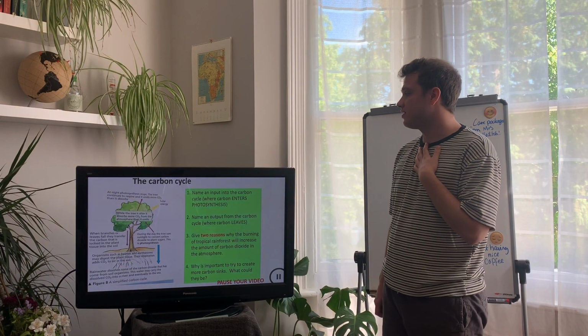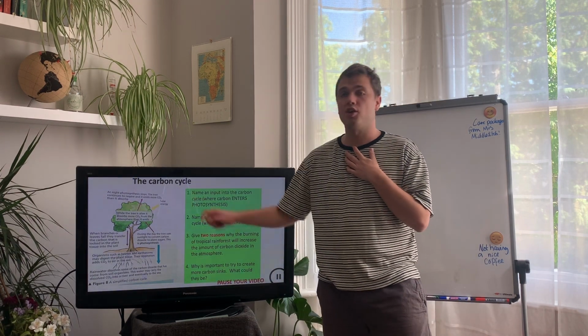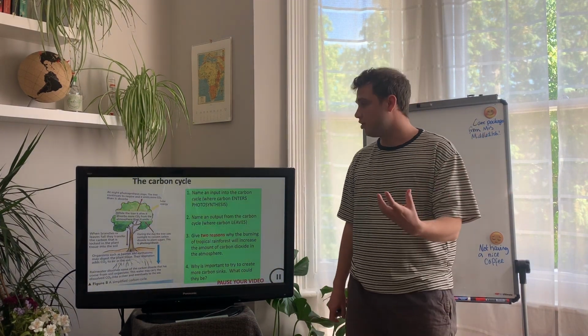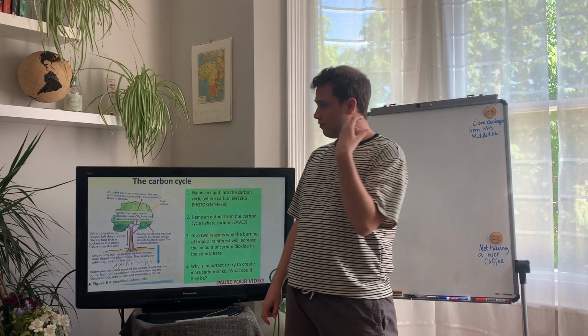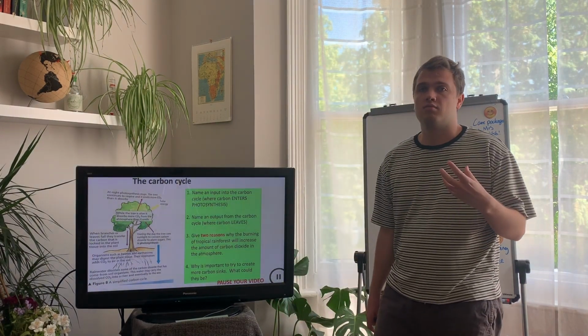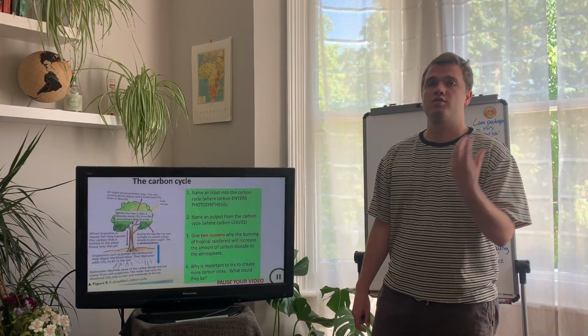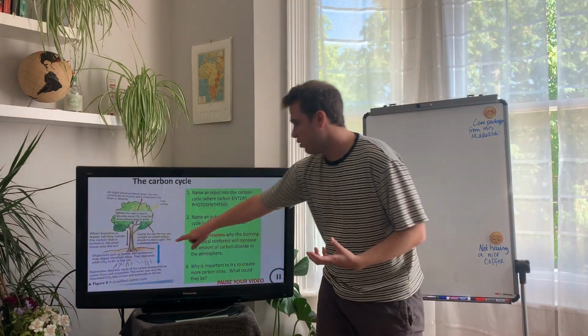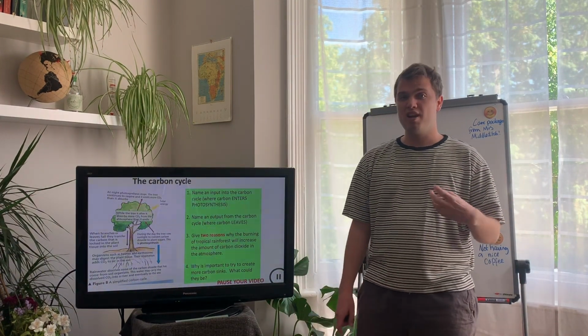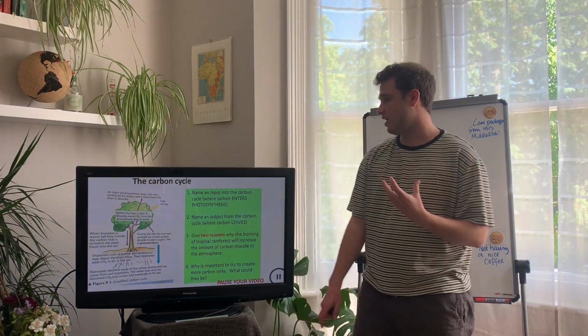All right, so let's go through these. So an input would be the solar energy. The solar energy inputs carbon into the carbon cycle. Photosynthesis puts carbon into the carbon cycle. An output would be respiration. So as the trees breathe, they respire carbon back into the atmosphere.